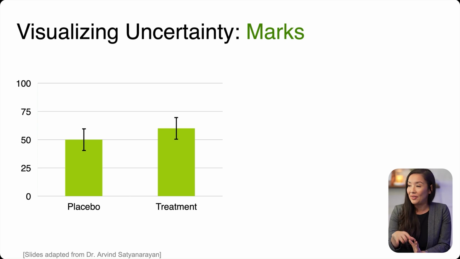So here we have a visualization that shows a placebo and a treatment, and it shows the infamous 95% confidence interval. This is the most common way that people represent uncertainty. It might be the only way that you know to represent uncertainty because it's so ubiquitous. By and large, it's what you see in most types of scientific publications, scientific reports. If they're showing uncertainty, this is the way that they're doing it.